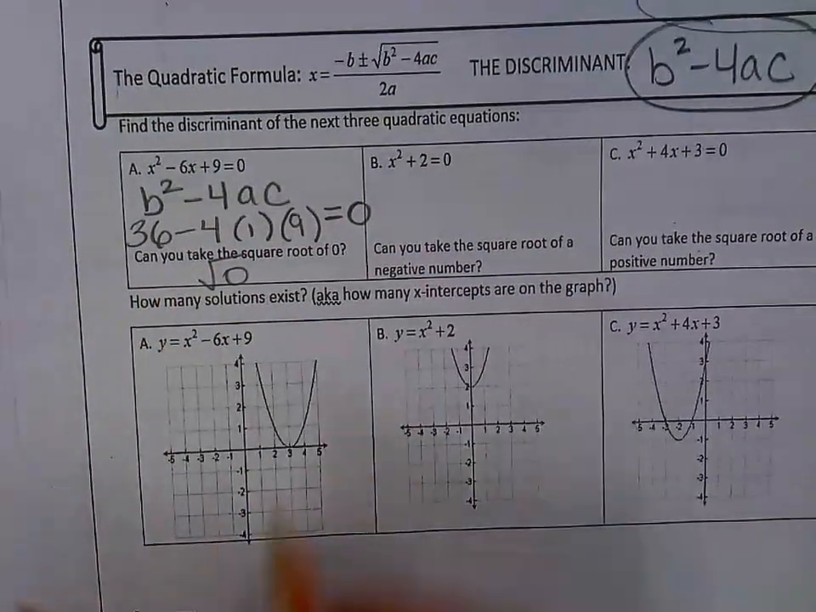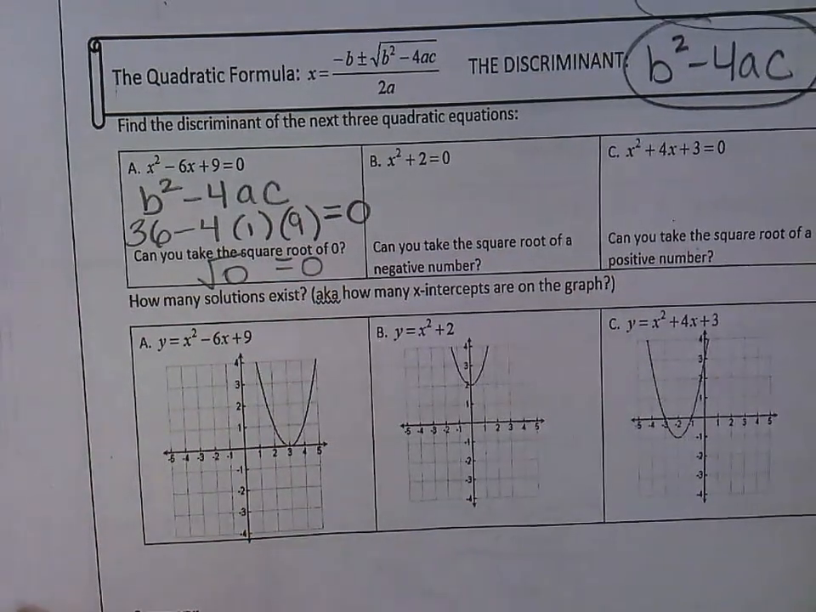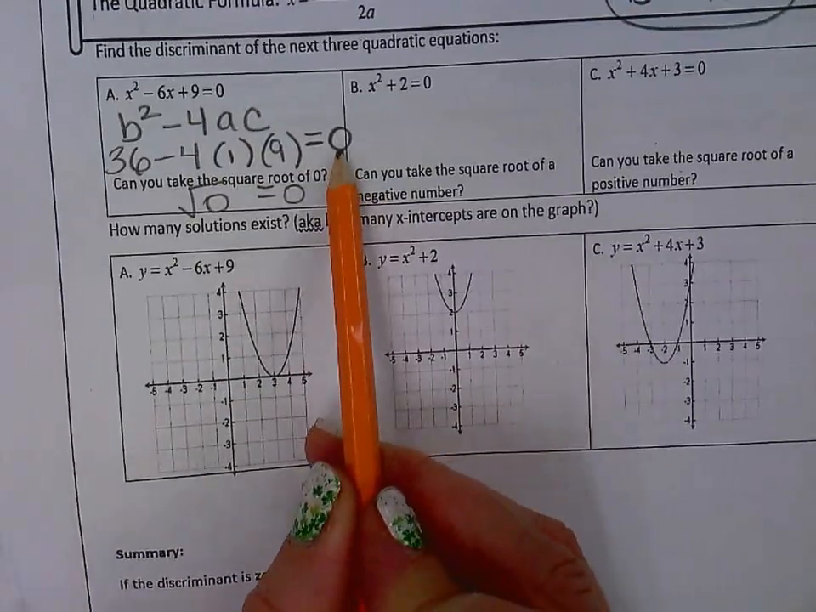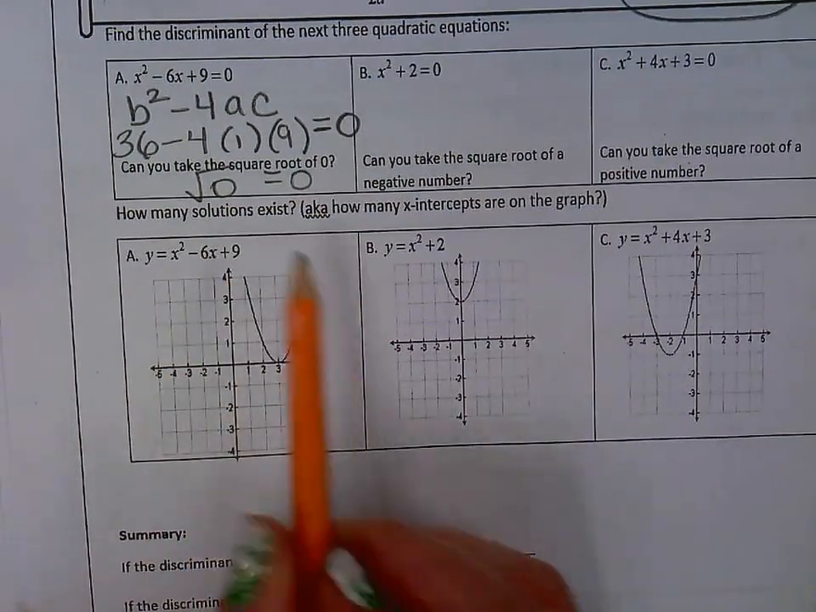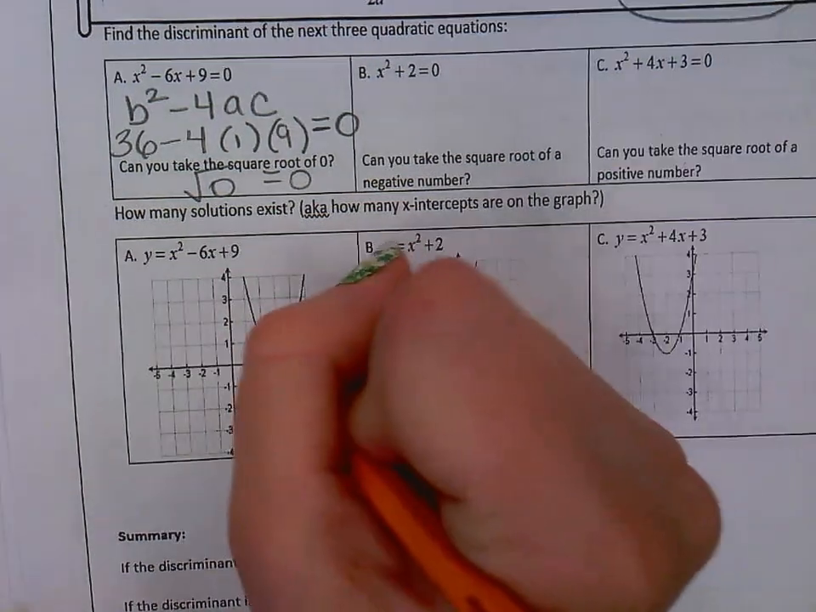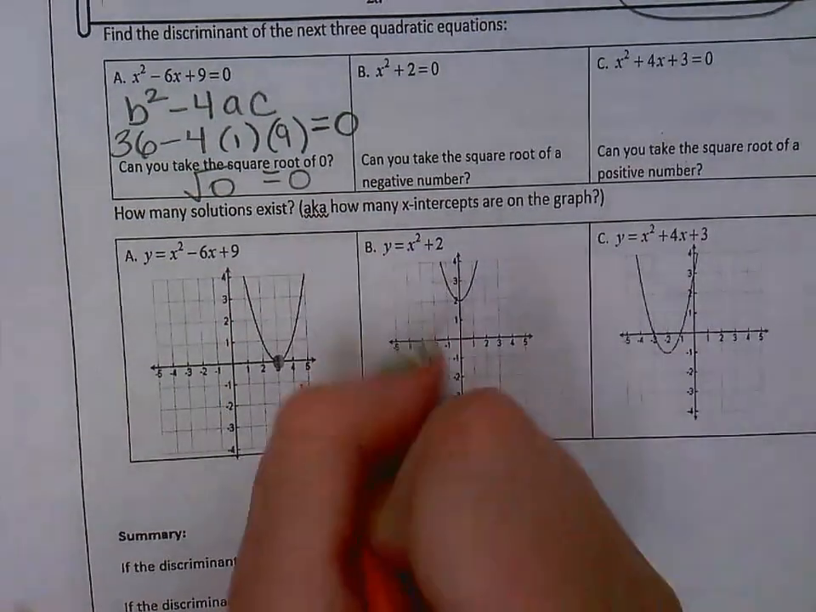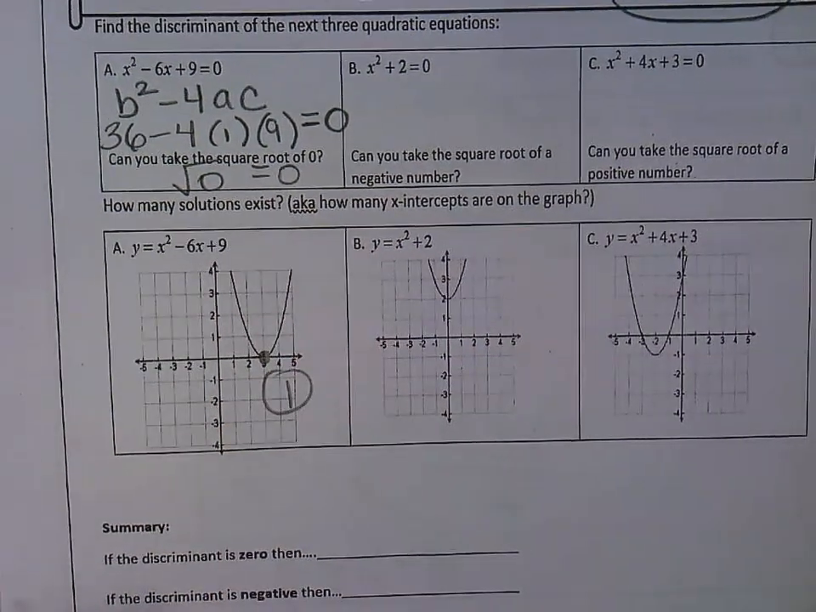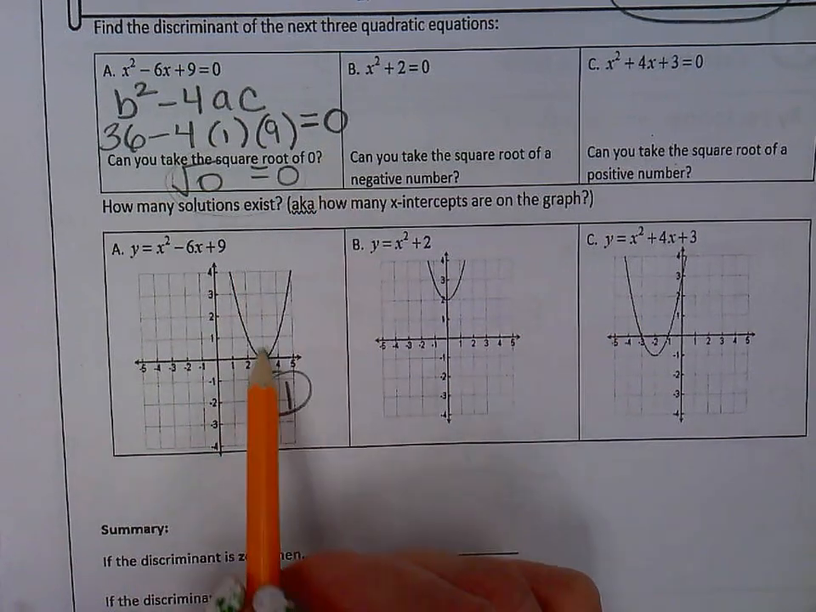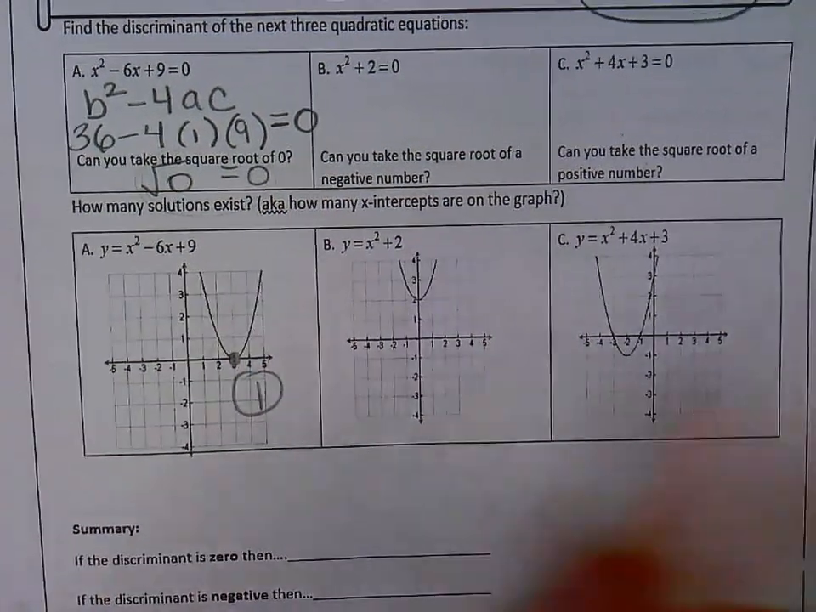You can, right? The square root of 0 is just 0, because 0 times 0 is 0. So when the discriminant comes out to 0, let's take a look at this graph. How many solutions are there on this graph? There's only one solution, right? So we're going to make a rule for this at the end. That's the thing. When I take the square root of 0, I get 0. There's one solution on the graph. Okay, let's do the next one.